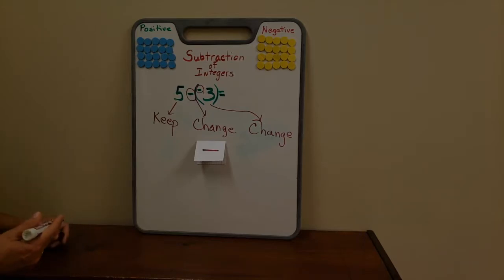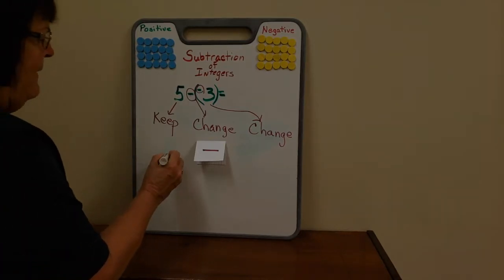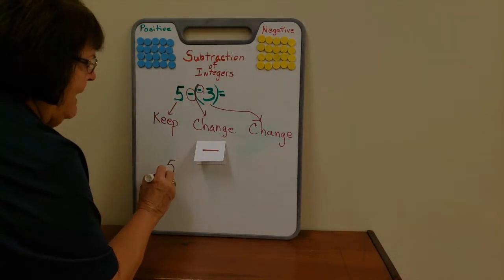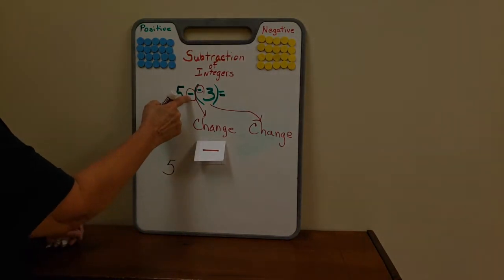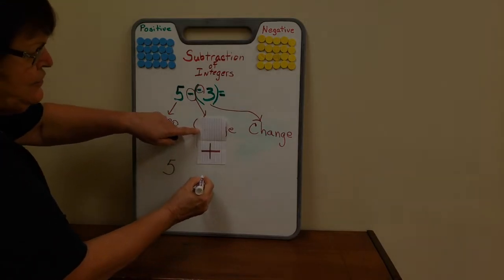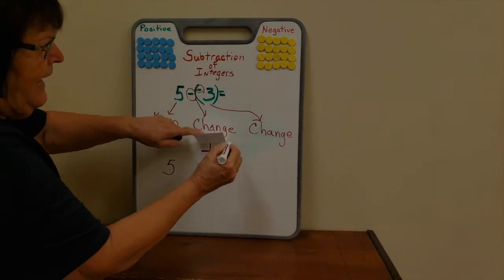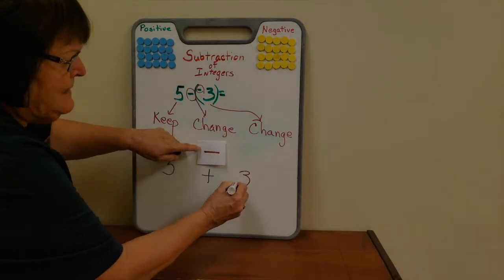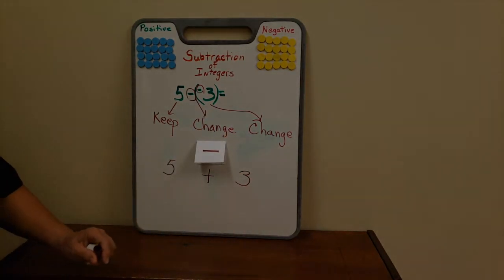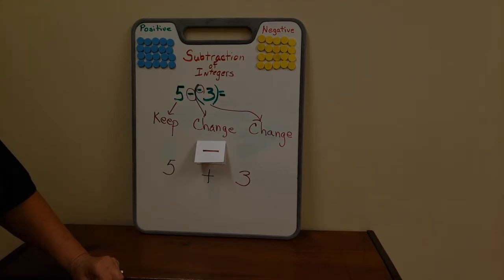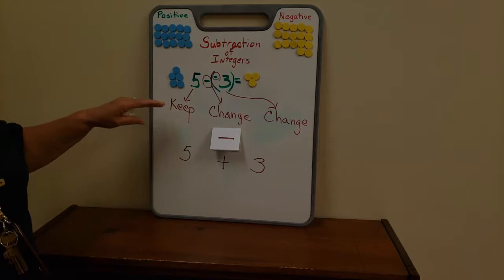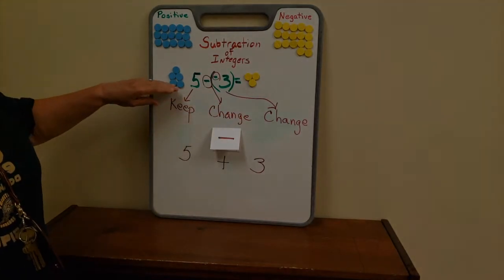So let's see how this happens. We have a 5, which we're keeping. It's a +5. We're going to keep it as a +5. We are now going to change subtraction into addition. And we have a -3, which we are changing to a +3. Well, look at that. We now have addition of integers. Subtraction of integers. Remember the shortcut. Keep, change, change.